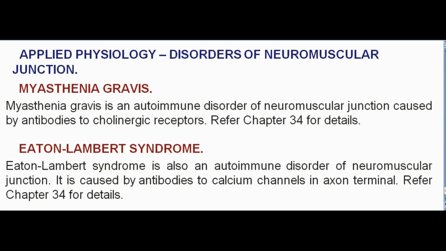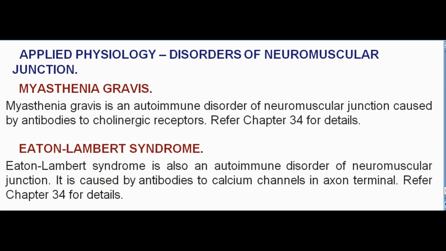Applied physiology, disorders of neuromuscular junction. Myasthenia gravis. Myasthenia gravis is an autoimmune disorder of the neuromuscular junction caused by antibodies to cholinergic receptors. Refer Chapter 34 for details.